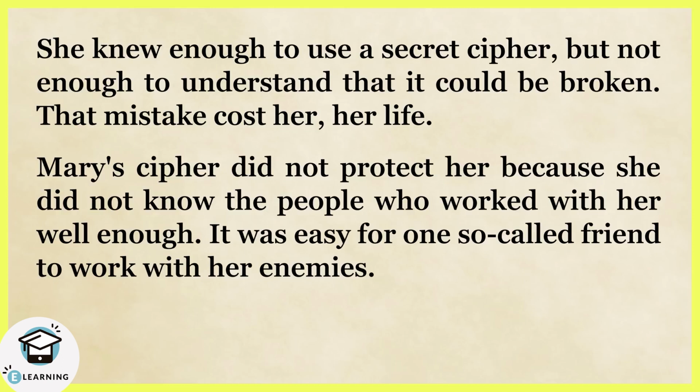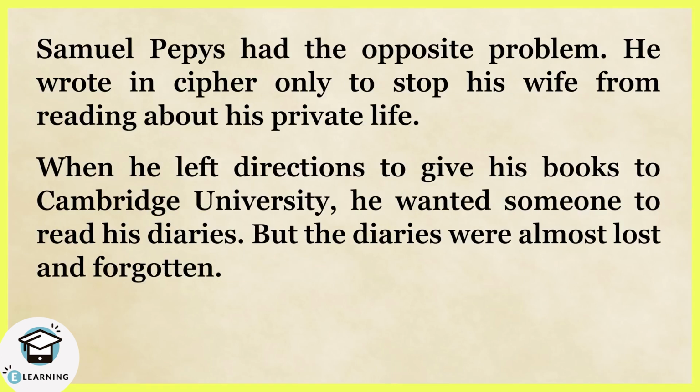Mary's cipher did not protect her because she did not know the people who worked with her well enough. It was easy for one so-called friend to work with her enemies. Samuel Pepys had the opposite problem. He wrote in cipher only to stop his wife from reading about his private life. When he left directions to give his books to Cambridge University, he wanted someone to read his diaries, but the diaries were almost lost and forgotten.